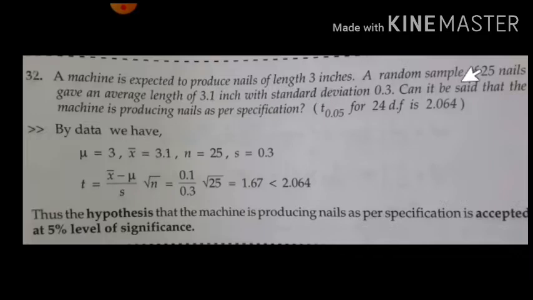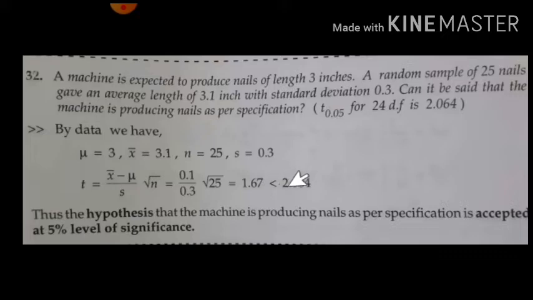Since the sample size is small, 25, we apply the student T distribution. So apply the T calculated formula. This formula you need to remember. Substitute it, use a calculator and calculate. What is the value you will get? 1.67. And the table value of T at 5% level of significance is 2.064.